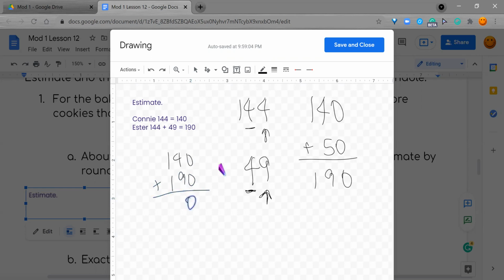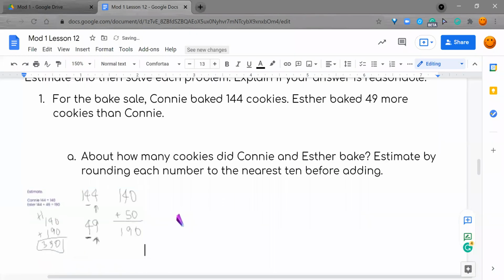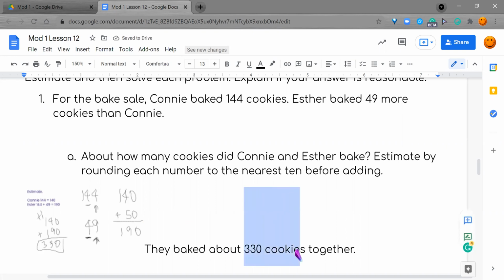Okay, now here we go. 0 plus 0, 9 plus 4. Great job, it is 13. Drop my 3, carry my 1. 1 plus 1 plus 1. So it looks like they baked about 330 cookies. So they baked about 330 cookies together.